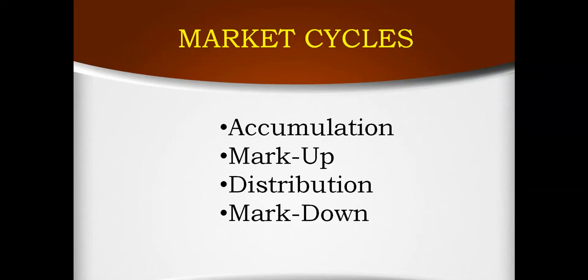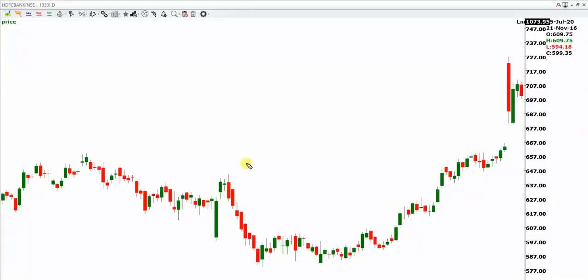Okay, let me explain accumulation with charts. As I told you earlier, stock goes down to find the buyers, right? And also I told you the market rotates in a cycle, and those are four phases, right? Now let me take the example of HDFC Bank here.